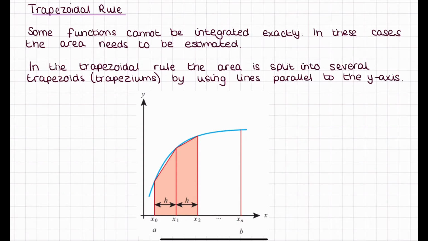This video is on the trapezoidal rule. Some functions cannot be integrated exactly. In these cases, the area needs to be estimated, and that's what we use this rule for. In the trapezoidal rule, the area is split into several trapeziums by using lines parallel to the y-axis, as you can see there in that diagram.